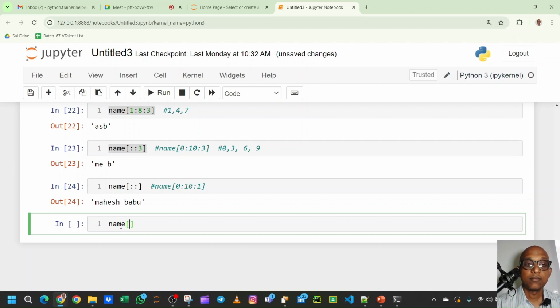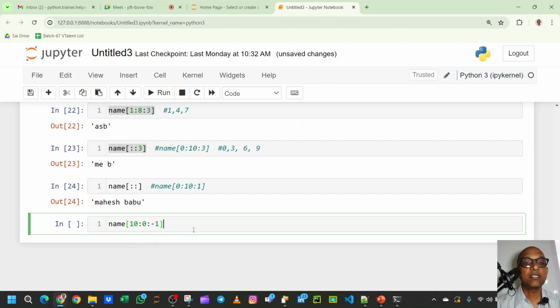I can say 11. What is the first indexing number? Do I need to provide 0 or 11? If I provide 0, it will start from the M. If I provide 11, it will not take it. It throws the error. So here I'm just going to provide something like this, colon -1. Not here, something like this: 10, 0, -1.